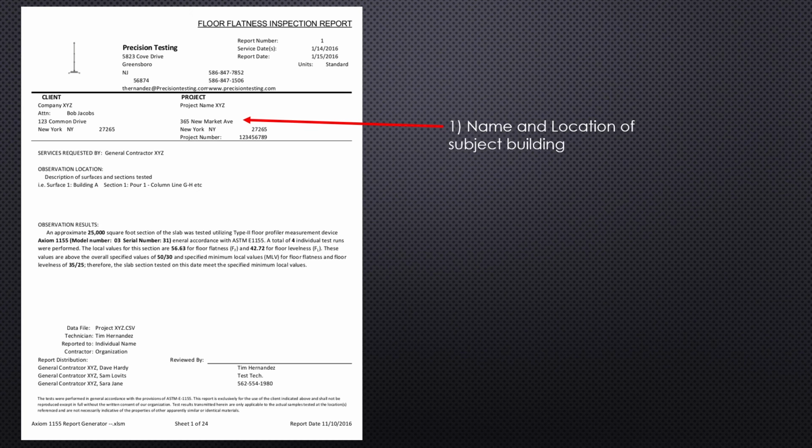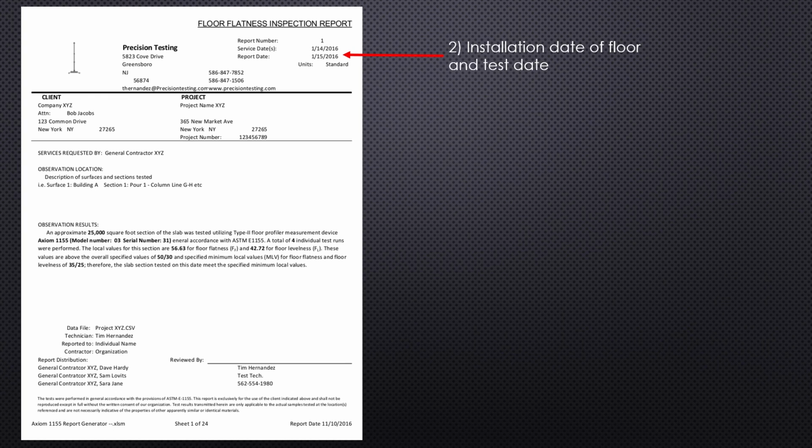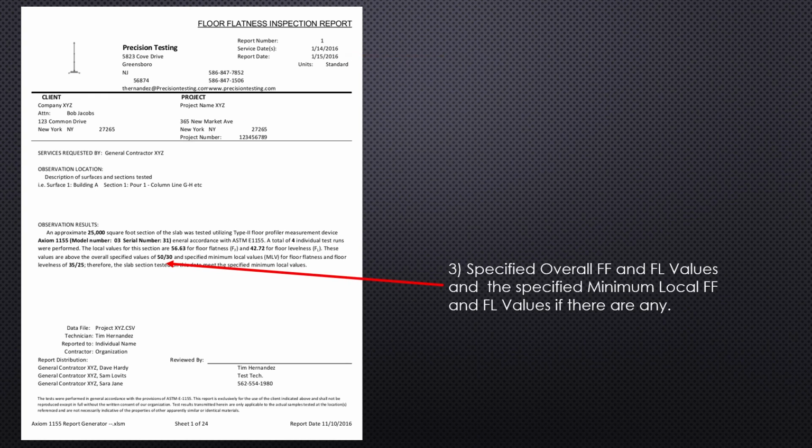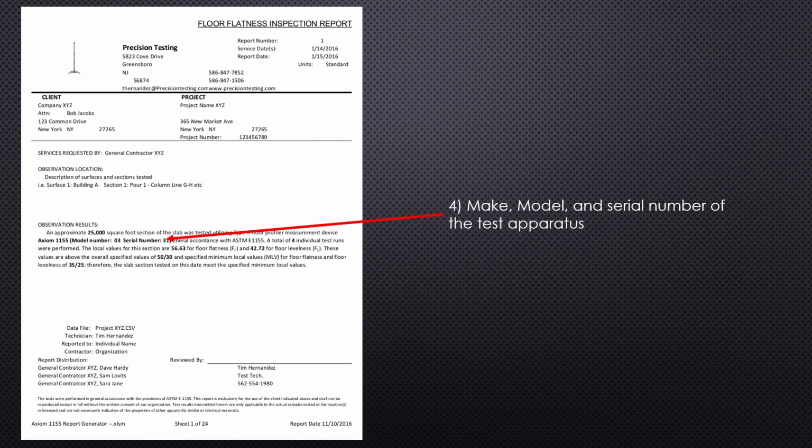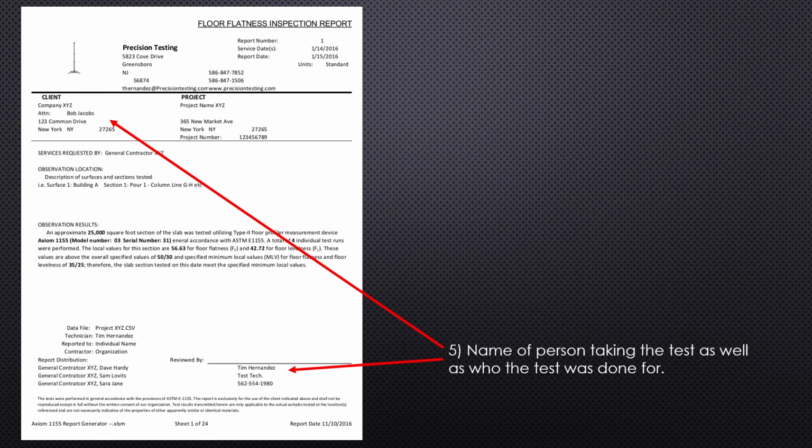Here is the name and location of the subject building. Here is the installation date and the test date. Here is the specified overall FF and FL, and the minimum local FF and FL numbers. The make, the model, and the serial number of the test device, as well as the person who took the measurements, and who they did them for.